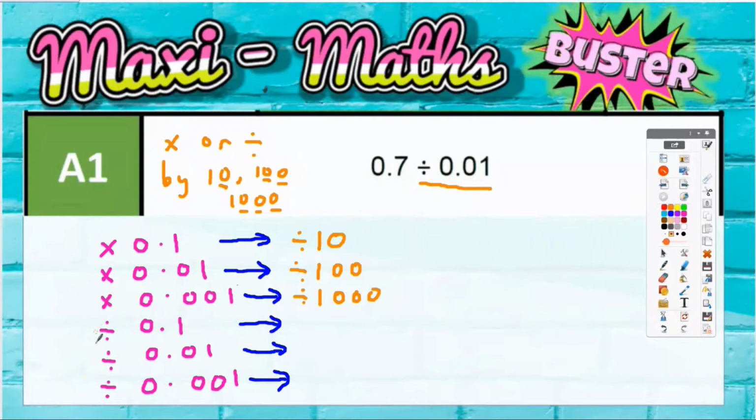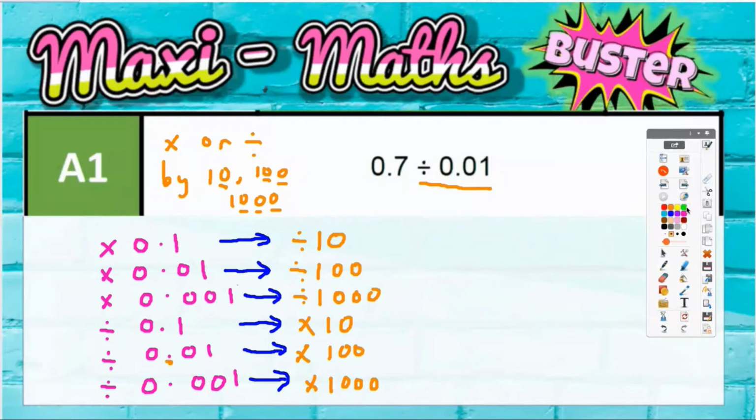The same works for dividing by these decimals. So swap the divide for a times, take the point out, flip the digits around, 0, 1 becomes 1, 0. Swap the divide for a times, take the point out here, flip the digits around, so 0, 0, 1 becomes 1, 0, 0. And then the last one, swap the divide for a times, take the point out, 0, 0, 0, 1, flip the digits around, becomes 1, 0, 0, 0.